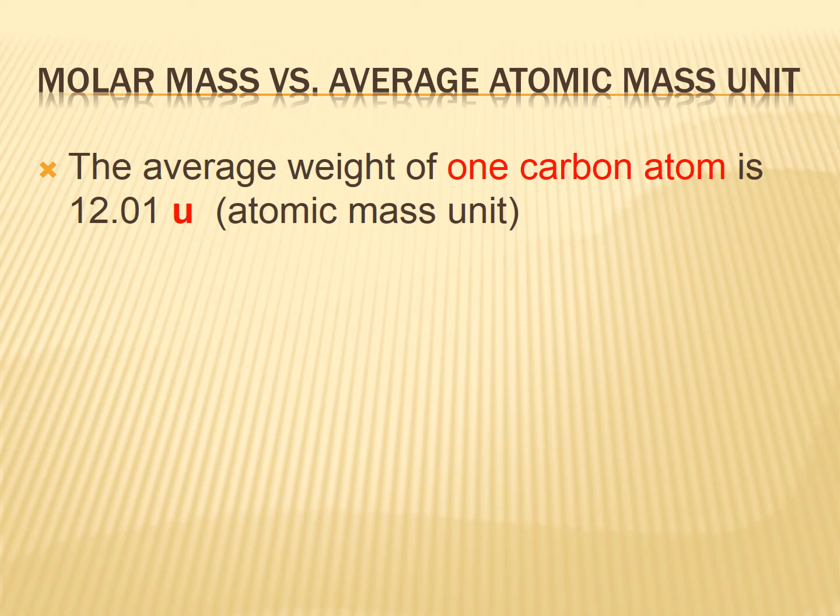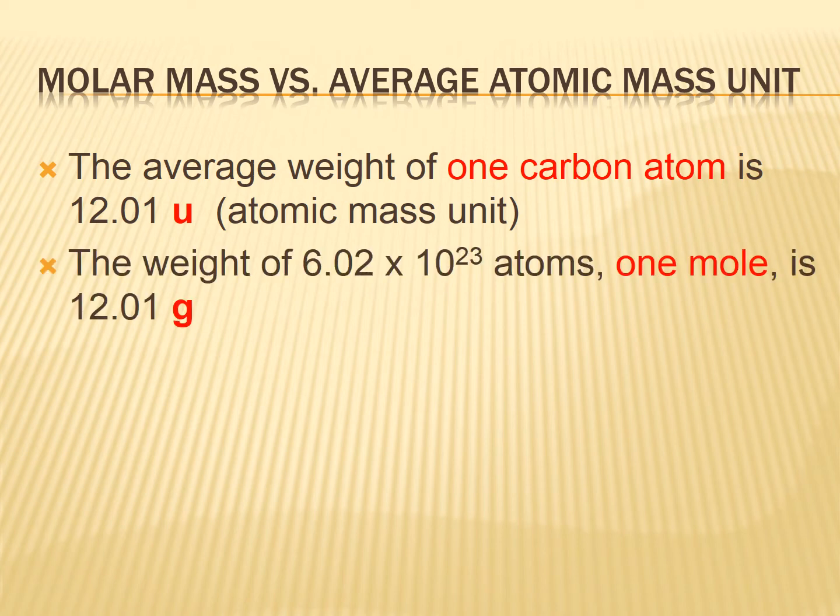So we can use this number multiple ways. There can actually be a couple ways to look at that larger number in the periodic table box. The average weight of one carbon atom, and because it's so light, we have to give it its own unit. It's called the atomic mass unit. It's 12.01 u. So that's just one atom. We can also say, if we have a mole of carbon, 6.02 times 10 to the 23rd atoms, that weighs 12.01 grams.